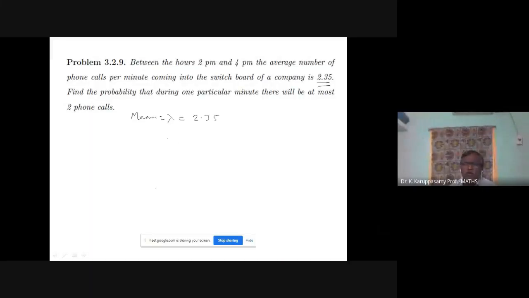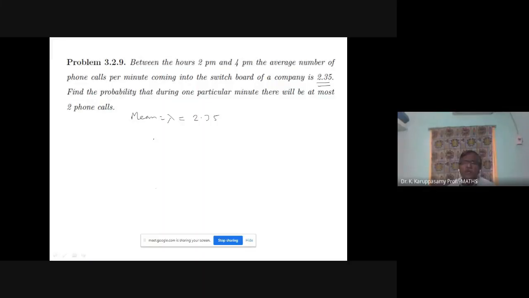Between 2 and 4, the average number of phone calls per minute received is 2.35. So the number of calls received during 2 to 4 p.m. divided by 120 minutes, since there are 2 hours, 120 minutes, will be 2.35. So this number is given.